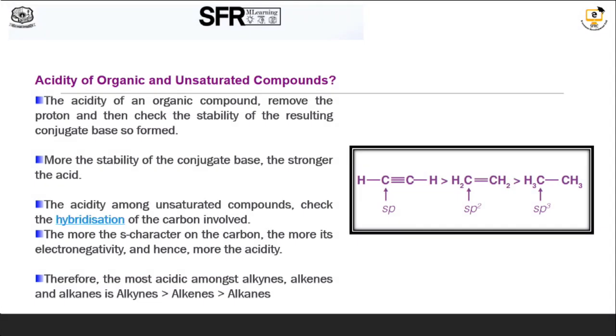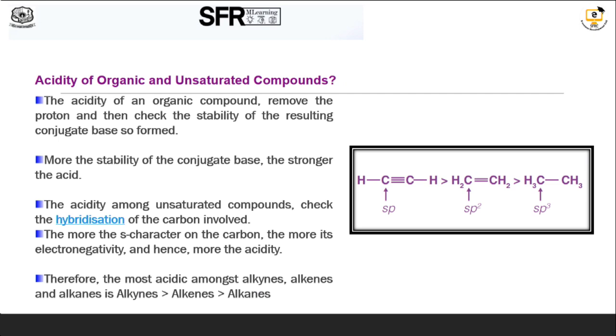The acidity of an organic compound is nothing but the removal of a proton, and from that we can check the stability of the conjugate base. The more stable the conjugate base, the stronger the acid. And in the box we have 3 different compounds: alkanes, alkenes and alkynes.